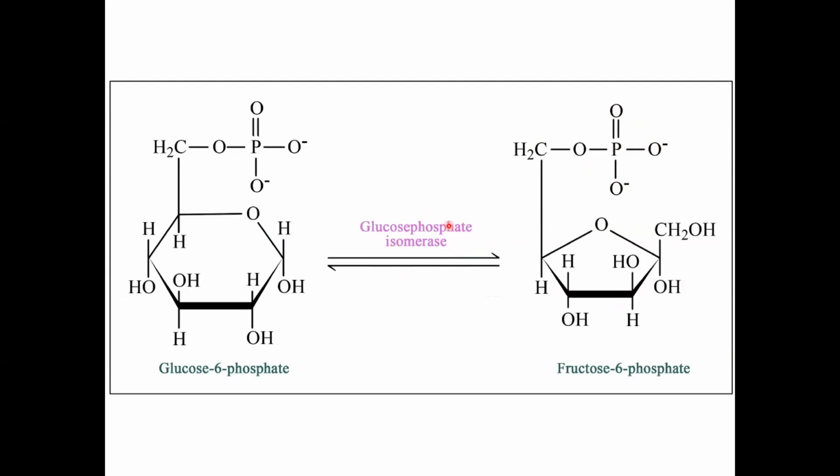isomerization occurs. So if you remember back to week 3, isomerization is basically a rearrangement. So our glucose 6-phosphate is going to be rearranged into fructose 6-phosphate. And if you remember back to week 3, glucose and fructose have the same molecular formula, they just have different structural formulas, and that is what's happening here. This enzyme is basically giving it a different structural formula.